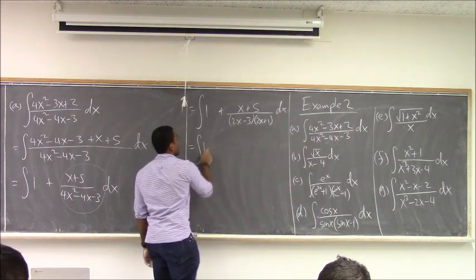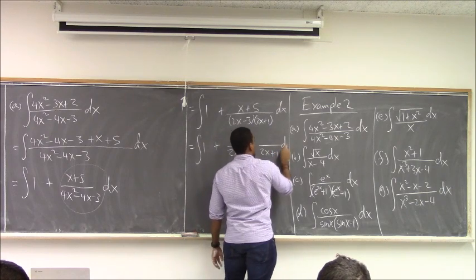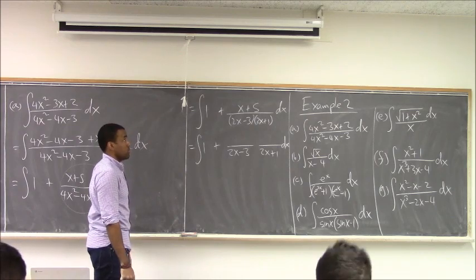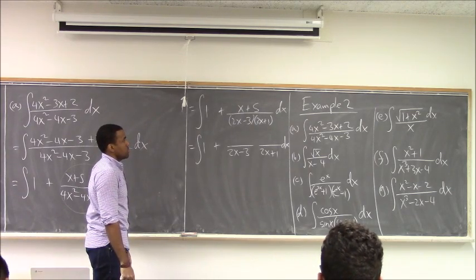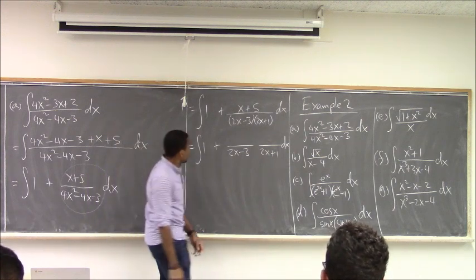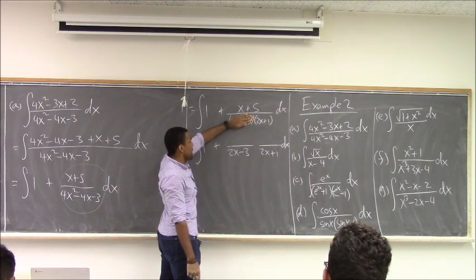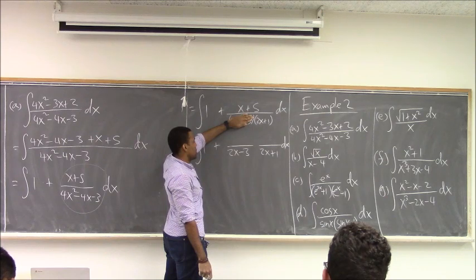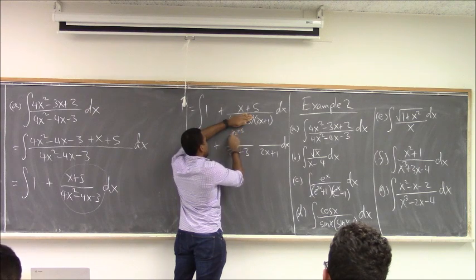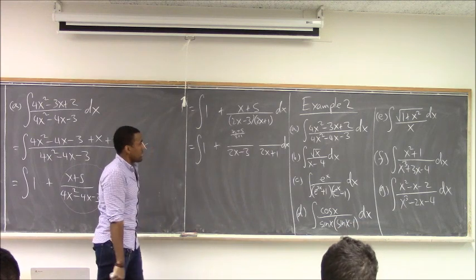Partial fractions. What are the partial fractions? The coefficients, the tops. Can do cover method. These are non-repeating linear factors. So what goes on top of the 2x minus 3? Well, you cover up the 2x minus 3, and you plug in x equals what? 3 over 2. So you'd have 3 over 2 plus 5 over 3 plus 1. That's going to go on top of there.